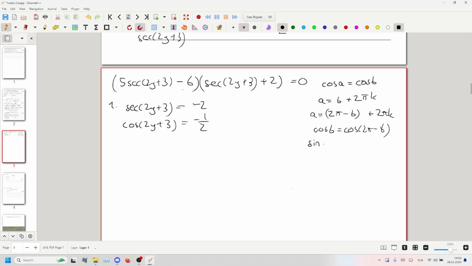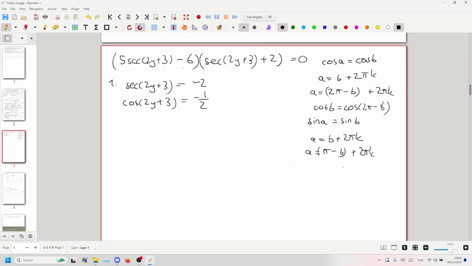For sine, if you have an equation in the form sine of A equals sine of B, the general solution is going to be in the form of A equals B plus 2 pi k, or A equals pi minus B plus 2 pi k. And this is because sine of B is equal to sine of pi minus B. If you have an equation in the form tangent of A equals tangent of B, the general solution is going to be A is equal to B plus the period, which is pi k, because the period of tangent is pi. And there are no other solutions for this.